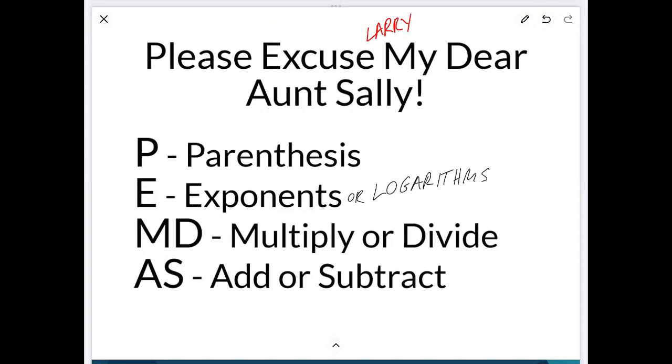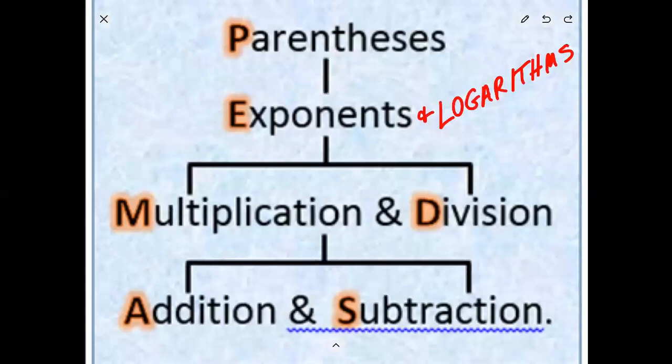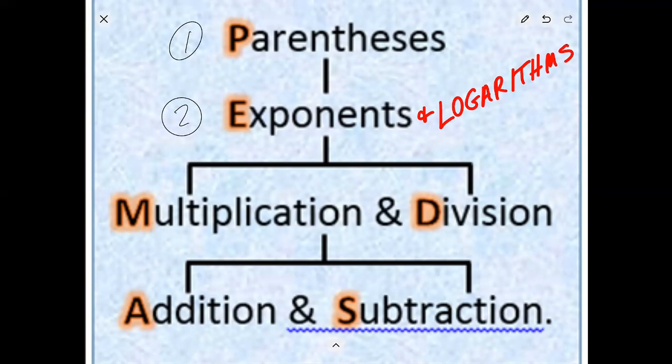The traditional hierarchy is that you always do parentheses first, and then exponents second. But in this case, exponents and logarithms are both on the same level, so those go next. Third you have the level of multiplication and division, which are on the same level, and finally addition and subtraction. So when you're looking at an expression and trying to determine what should go first, you use this to determine the order.